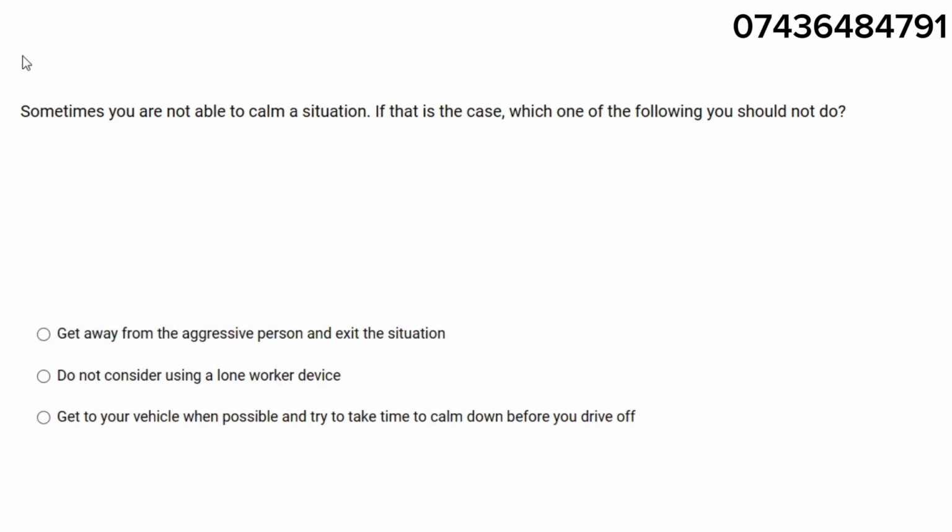Sometimes you are not able to cancel a situation. If that is the case, which one of the following should you not do? This is very important in the exam hall, that you follow what the question is, because sometimes they ask what you should do and sometimes they ask what you should not do. So it is very important to follow the word "not". If there is any "not", you have to follow it every time. In this case the answer will be do not consider using a lone worker device, because they are saying which you should not do. So you have to do these two, and this is not for do.